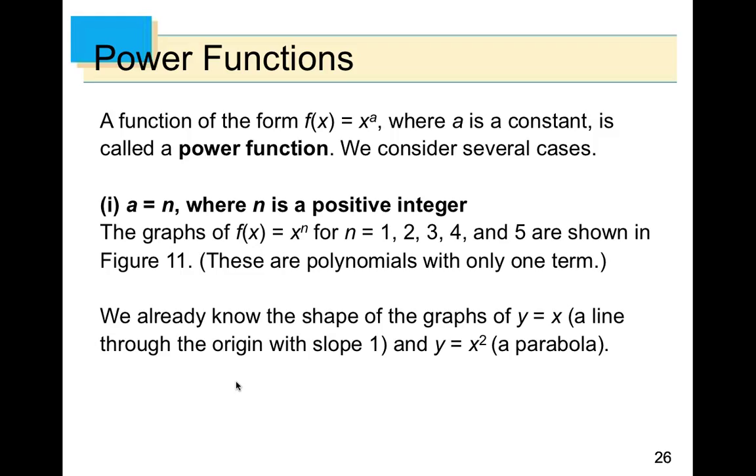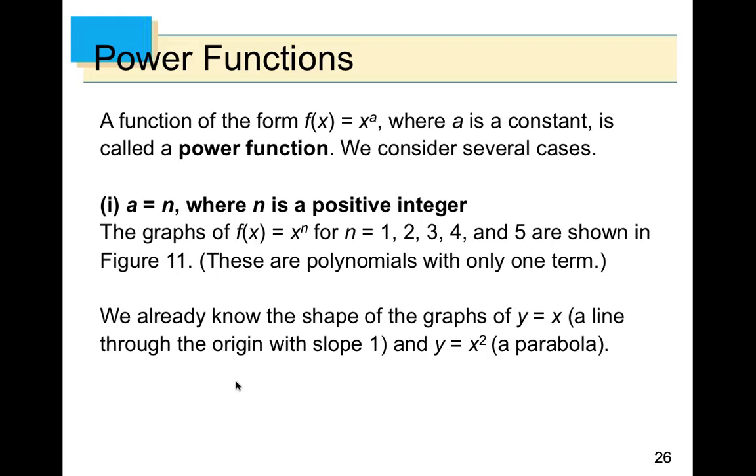Power functions. So these are very simple. They're sort of simplified versions of polynomial functions. A function in the form f of x equals x to the a, where a is a constant, is called a power function, and we consider several cases. The first one is that a equals n, where n is a positive integer. So the graphs of f of x equals x to the n for n equals 1, 2, 3, and so on are actually just considered to be polynomials with only one term. And we already know the shape of each one of those graphs.